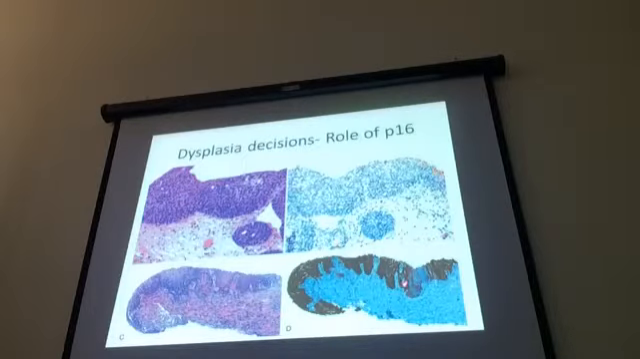Now here you get a little bit of the transition, or it may be equivocal. You would not call an area that was staining like this positive, but this is positive.